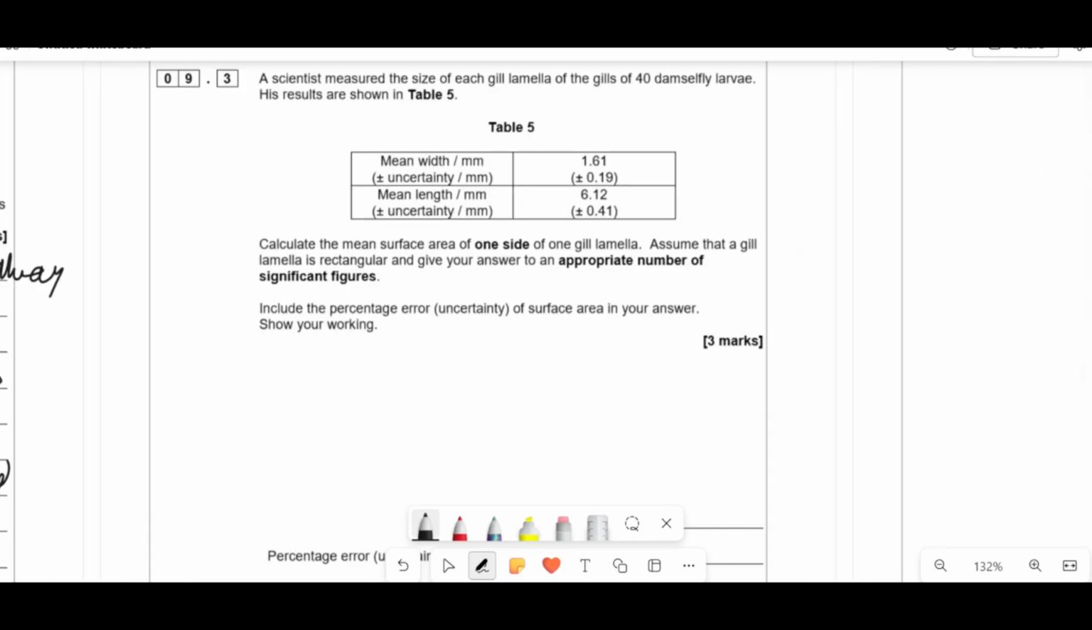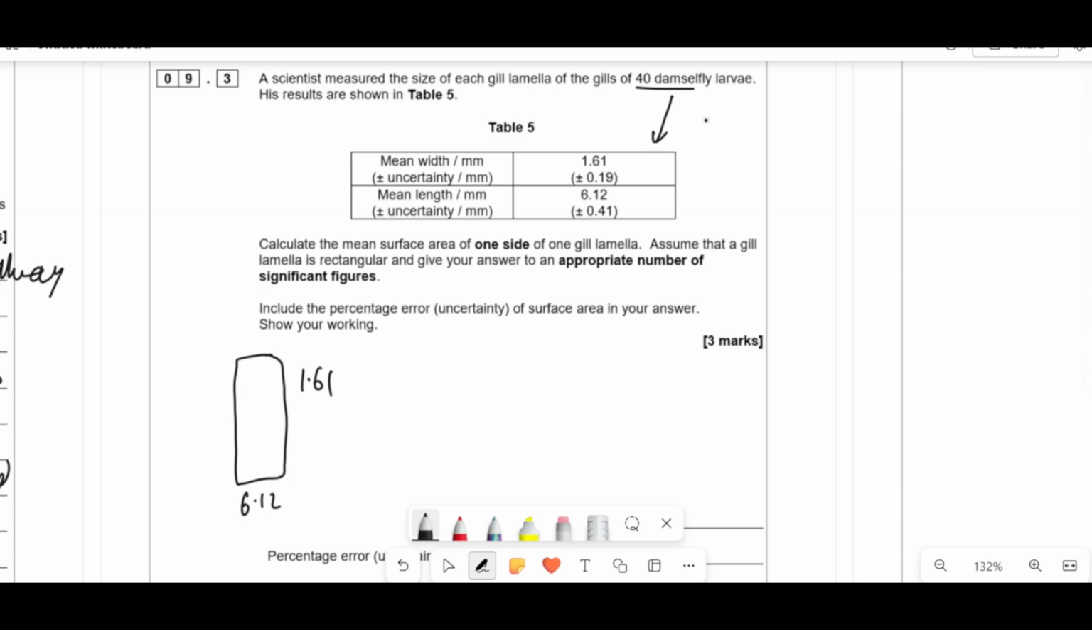That's it. A scientist measured the size of each gill lamella for 40 damselfly larvae, and the results are here. So we've got the mean width and mean length and the uncertainty. Calculate the mean surface area of one side of the gill lamellae. Assume that it's a rectangle and give your answer to an appropriate number of significant figures, and then give the percentage uncertainty.